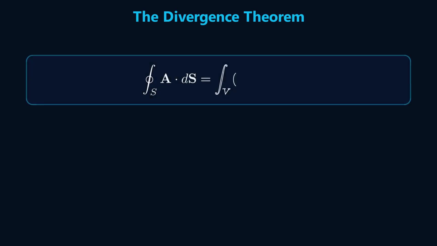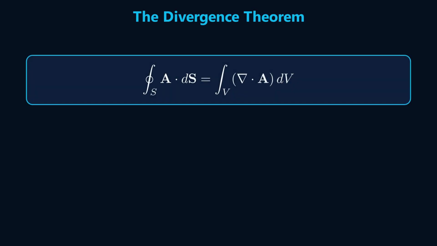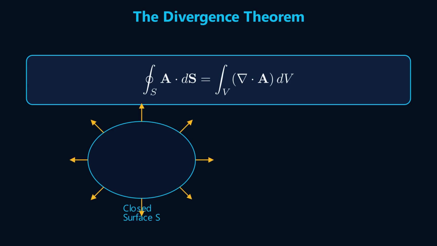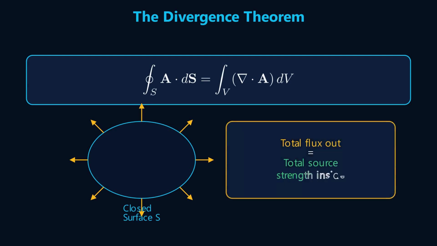The Divergence Theorem, also called Gauss's theorem, states the surface integral of A dot dS over a closed surface S equals the volume integral of nabla dot A dV over the enclosed volume V. Think of it this way. Imagine a closed surface, a box, a sphere, any shape. The total flux flowing out through that surface equals the total source strength inside.